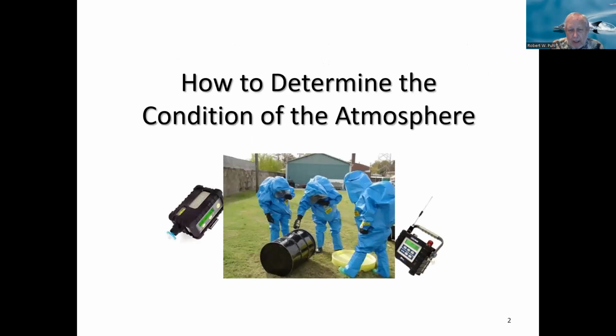Anyhow, chapter 11, atmosphere testing. How to determine the condition of the atmosphere. When you're on a site, don't know what the heck's going on, not a good place to be in. You need to know.